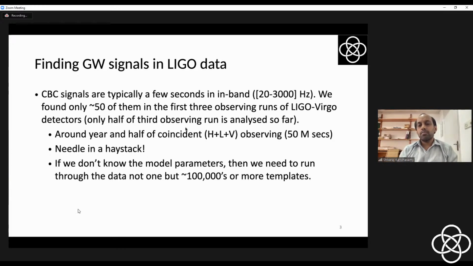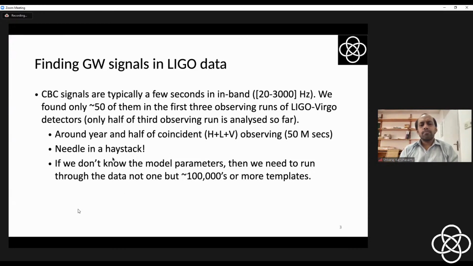If I convert these 3 observing runs to a time estimate, it comes to around a year and a half of coincidence between at least 2 detectors, Hanford, Livingston, or the Virgo detectors. This corresponds to almost 50 million seconds of data. As I said, we have detected so far 50 binary signals, each lasting a few seconds, in almost 50 million seconds of data. So it's almost like a needle in a haystack.